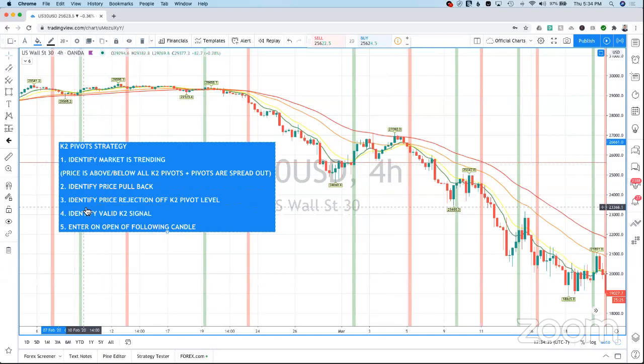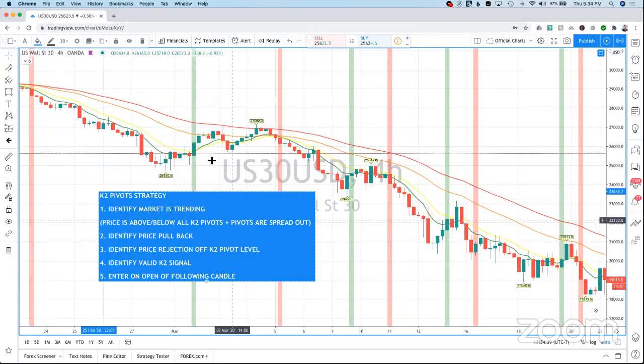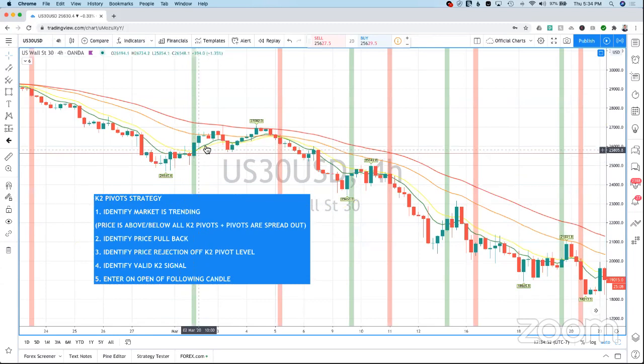Next, we want to identify price rejection off a K2 pivot level. Like I mentioned earlier, there's 4 different levels. There's a green level, level 1, level 2 is yellow, level 3 is orange, and level 4 is red. The higher the level, the stronger the pivot rejection. Right here, you can see price came up, rejected off this, came back down, came back up again, and then rejected off the level 4 one more time.